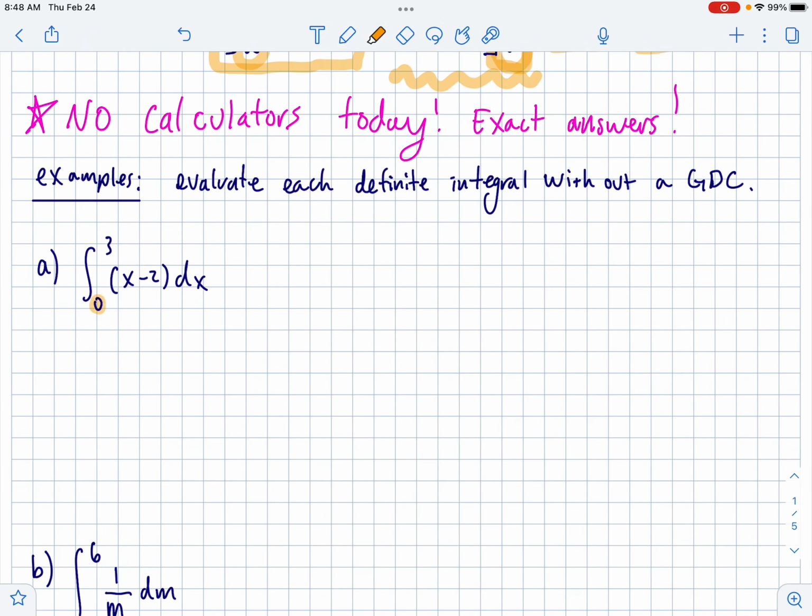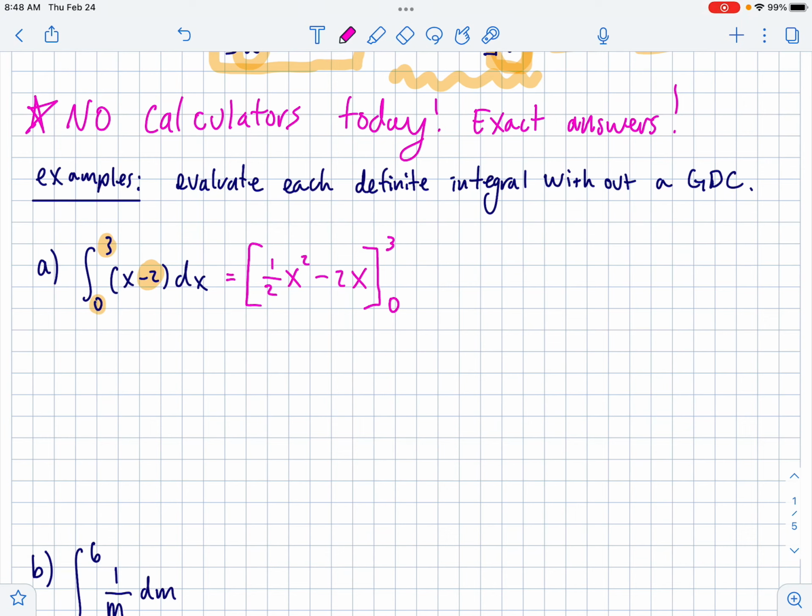First problem. We're going to evaluate each integral without using a GDC. Because it's a definite integral from 0 to 3, we first need to take the antiderivative. The antiderivative of x minus 2: the power on x is 1, so you do 1 over n plus 1, x to the 1 plus 1, and then minus 2x. Remember, the antiderivative of just a coefficient is that coefficient with an x next to it. Then we put the 3 and the 0 on the outside because we still haven't done anything with the 3 and the 0.